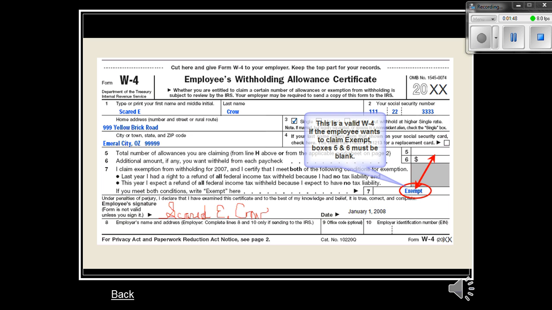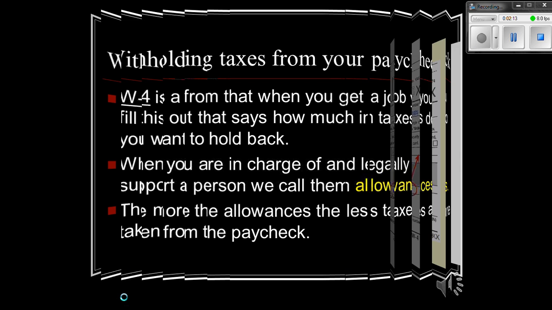Most of you, because you're high school students, you're going to write exempt. But every time you have a job, you have to fill out the W-4, and this helps the employer determine how much he needs to take out of each paycheck. So we fill out the W-4, and you'll notice that this person hasn't filled out the exemptions, but it's based on your marital status and how many allowances you have. And let's define what those are a little bit.